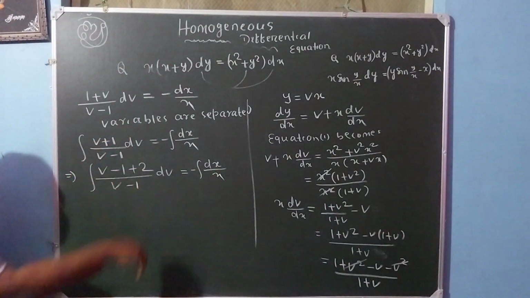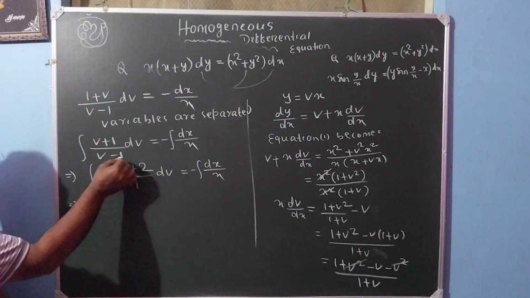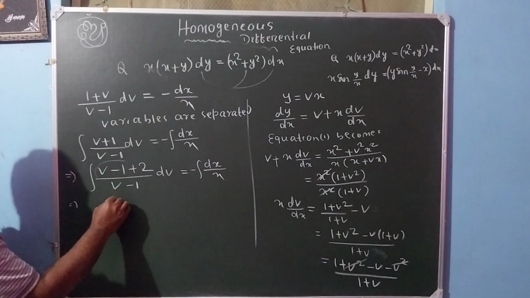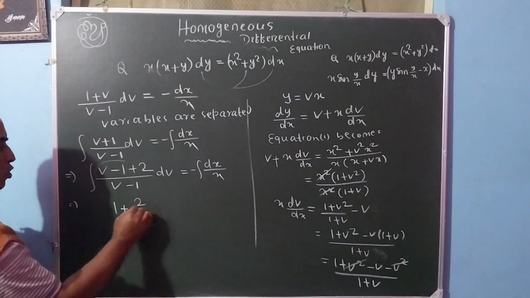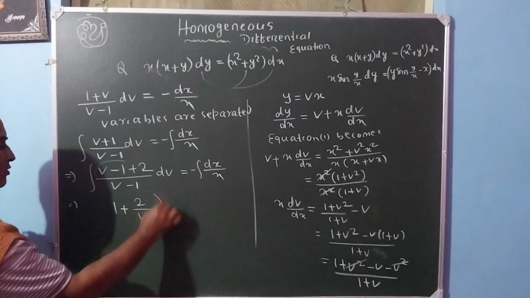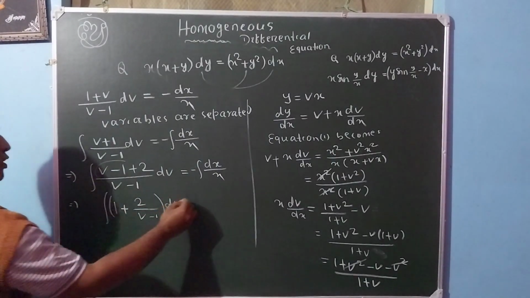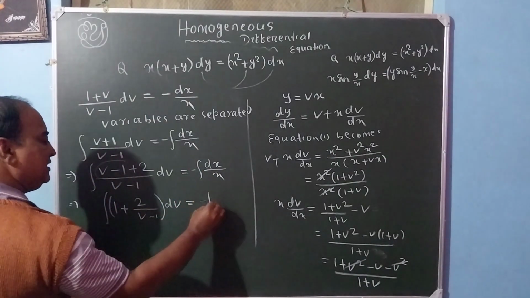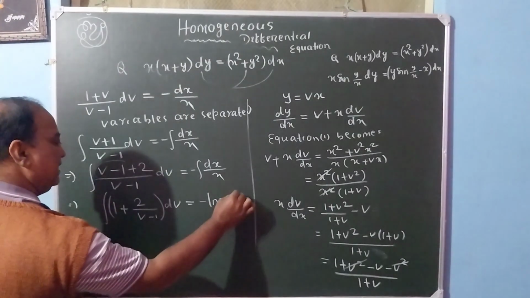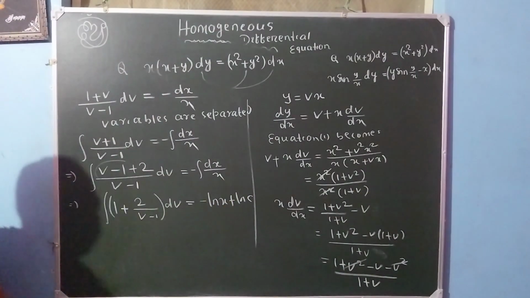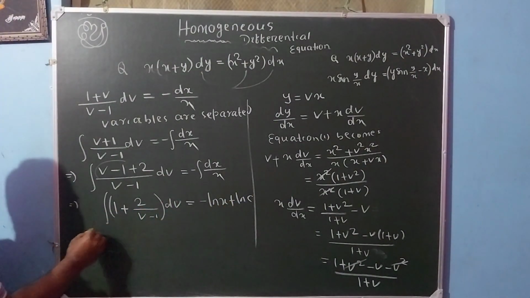So this by this plus this by this, we get this by this. This by this means it is (1 plus 2 by (v minus 1)) into dv. Here it is minus ln x plus ln c. Integration of dv is v.